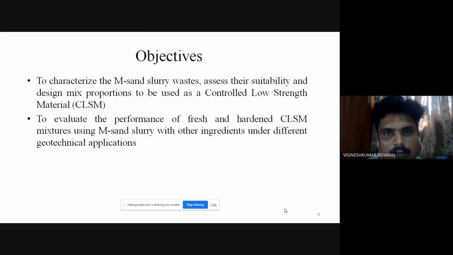So my objective, sir, now. Okay, now it's okay. My objective of this research is to characterize the M sand slurry waste, assess its suitability, and design mix proportions to use it as a controlled low strength material, and evaluate the performance by fresh and hardened properties. The fresh property is flowability, and for hardened properties we are using the unconfined compressive strength. It is a major important property for CLSM. We are checking this property for different geotechnical applications.